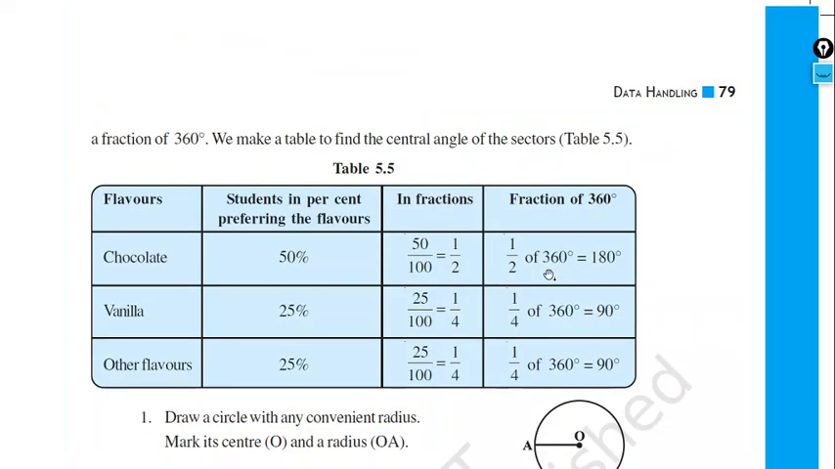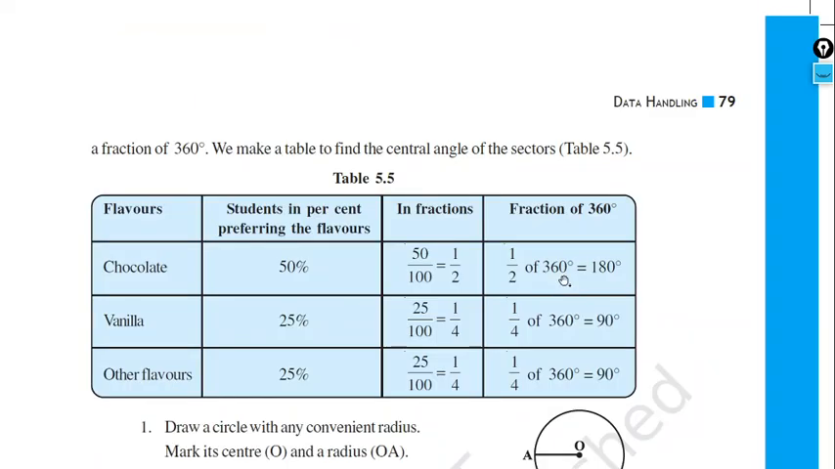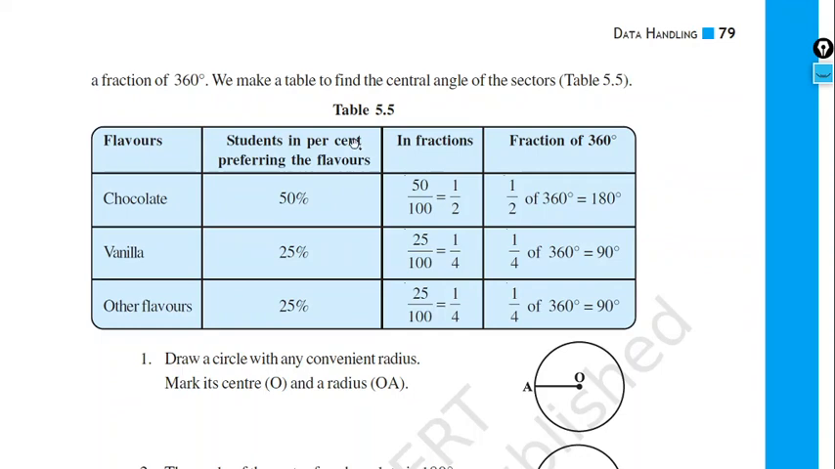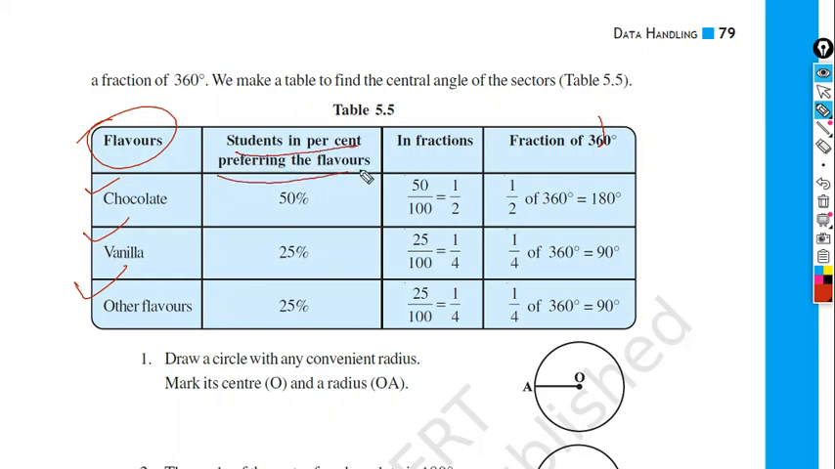So let's start. We have to draw a table like this. In this table, you can see first we will write flavor. Flavors: chocolate, vanilla, and other flavors. Now the percent of students preferring the flavors. So chocolate was preferred by 50% of students, vanilla was preferred by 25% of students, other flavors were preferred by 25% of students. Now we have to find the fraction.